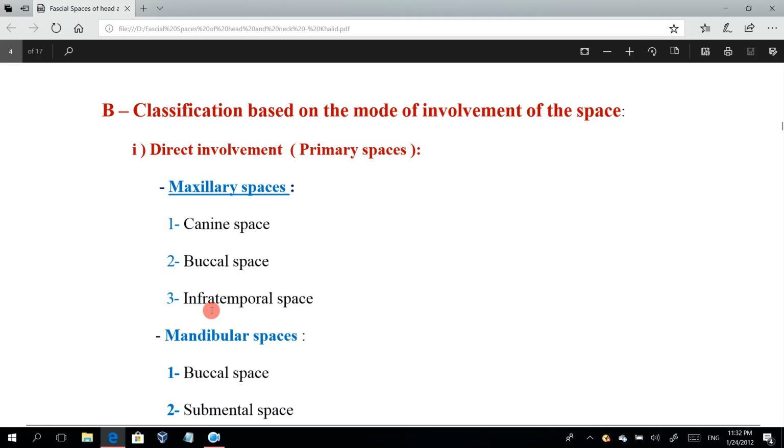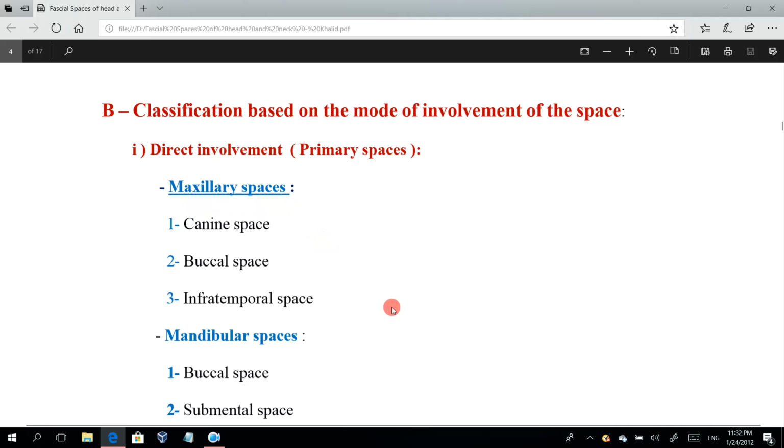And the third space is the infratemporal space. These three spaces are called primary spaces and are related to the maxilla, so they are called maxillary spaces.